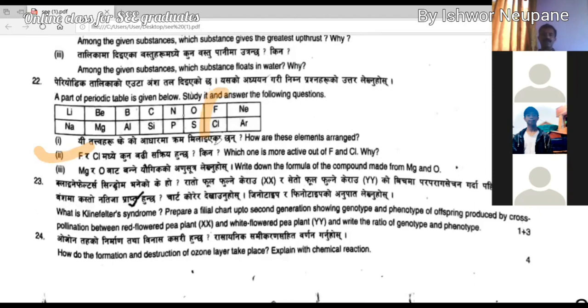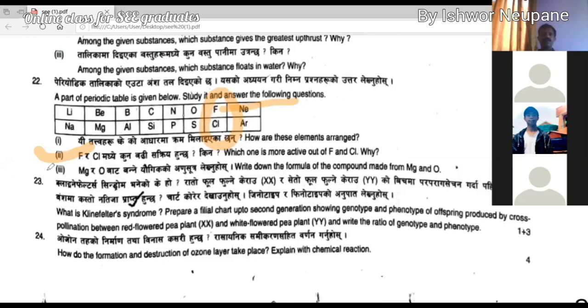Which one is more reactive? F or Cl? Fluorine, F is more reactive. Why? F is more reactive because the atomic size of fluorine is smaller. It can gain electrons faster. Okay.